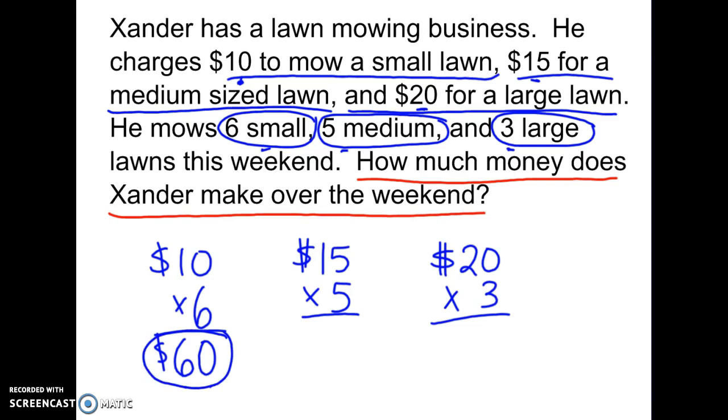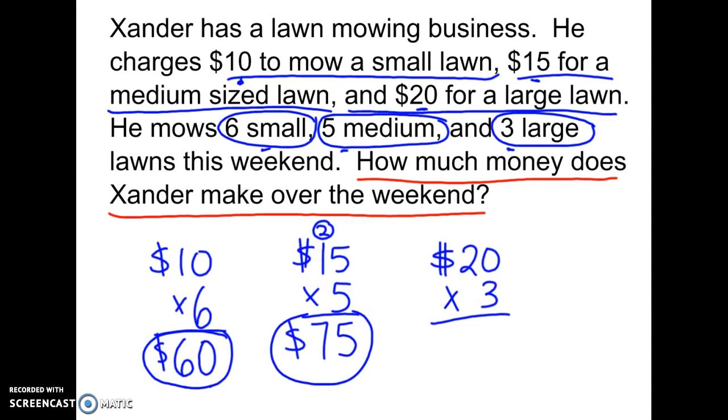Now, for the medium-sized lawns, he mowed 5 lawns that were $15 each. So I'm going to do standard algorithm here. 5 times 5 is going to be 25. Carry the 2. And then 5 times 1 is going to be 5 plus that 2 that I carried is going to be 7. So Xander got $75 for mowing just the medium-sized lawns.